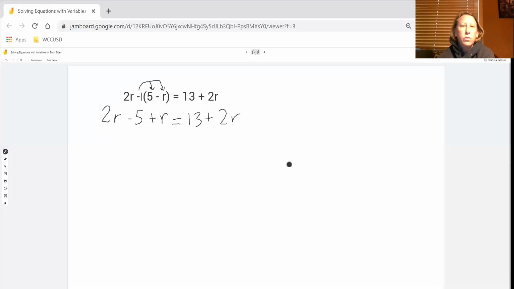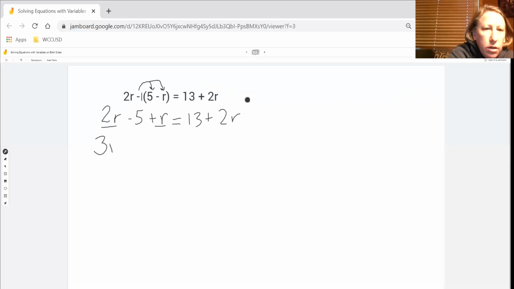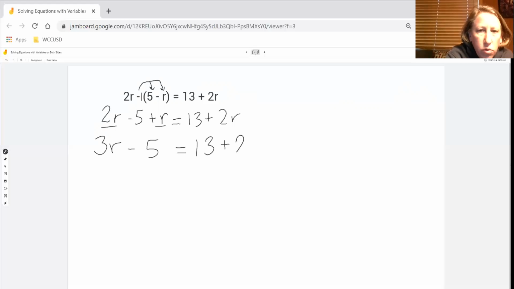Ooh, very cool. All right. Now I have variables on both sides. There's two things you could do here. You could just straight up take 2r off of both sides because they match, but I'm going to combine like terms. So I'm going to do 3r minus 5 is the same as 13 plus 2r.